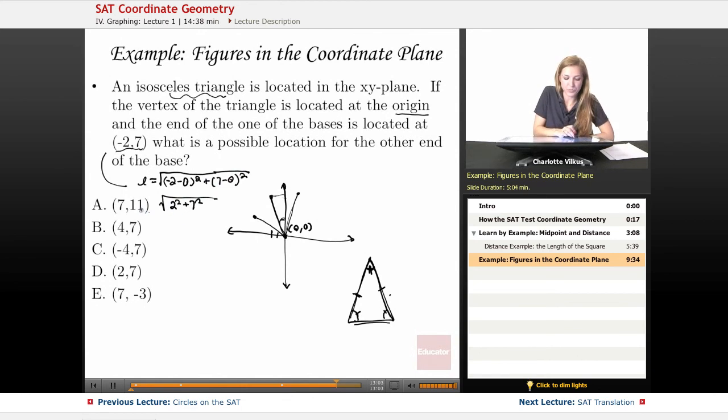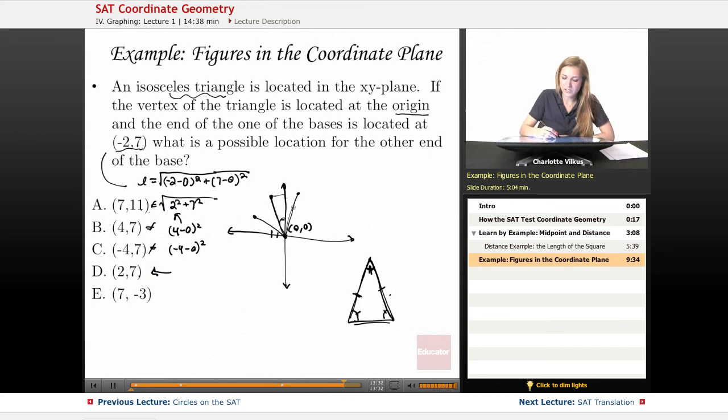So 7 and 11 squared is not going to be equal to this. 4 and 7 is also not going to be equal. This one's going to give me the exact same thing because 4 minus 0 for this x part of it is going to be the same thing once it's squared as -4, 0. And neither of those are going to give me the same thing as 2 squared. 2 and 7, well. So this one's my answer.